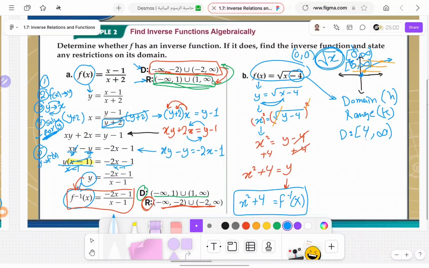Why 4, not negative 4? Because you know h is always the opposite sign. Range is related to k. Do I have k in the function? I don't have k. So it should start from 0 to positive infinity. So this is the domain and the range for my function.